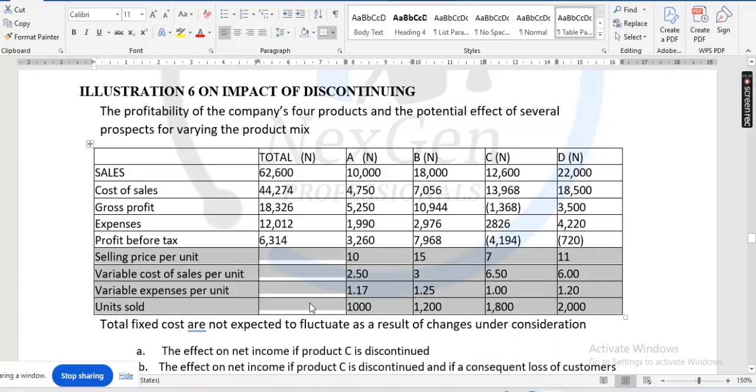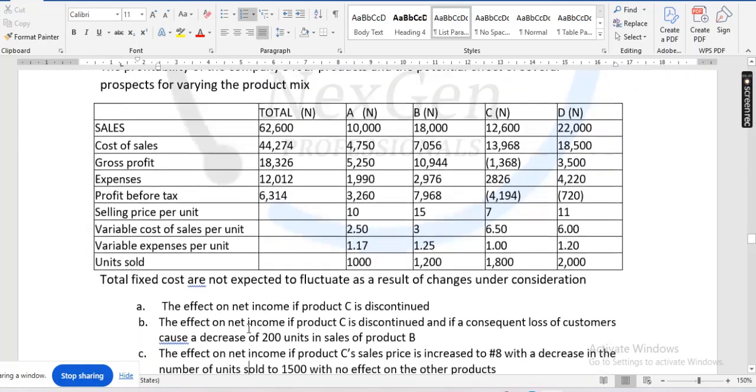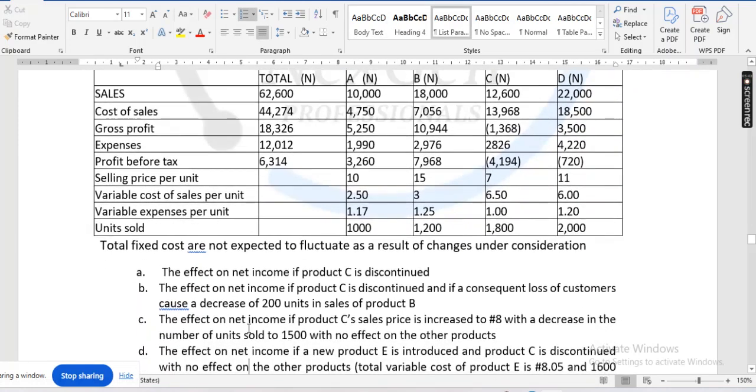They are just needed to lay emphasis on it here. Now, the first required is: what will be the effect on the net income if product C is discontinued?